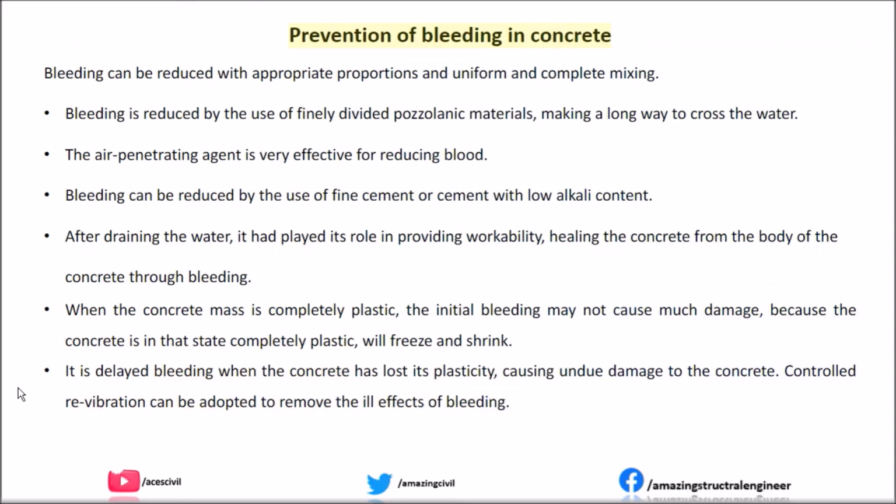Prevention of bleeding in concrete. Bleeding can be reduced with appropriate proportions and uniform and complete mixing. Bleeding is reduced by the use of finely divided pozzolanic materials, which make a longer path for the water to cross. The air-entraining agent is very effective for reducing bleeding. Bleeding can be reduced by the use of fine cement or cement with low alkali content.